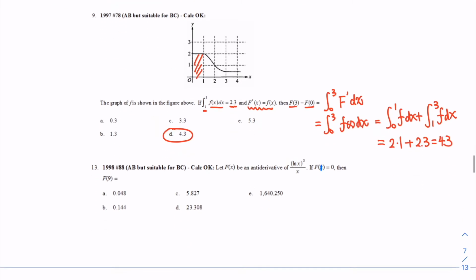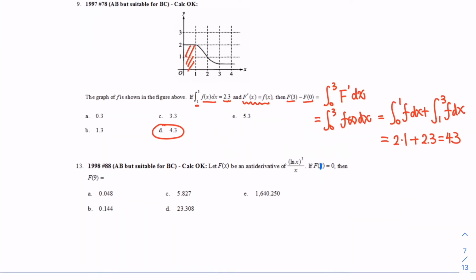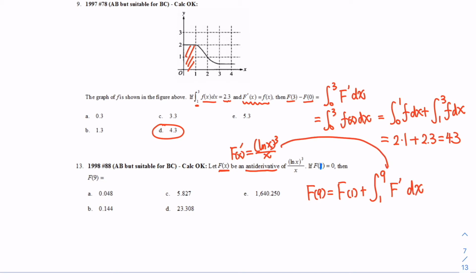So next, example 13. Let f(x) be an antiderivative of this. That means the derivative of f gives you this function. If f of 1 equals 0, then what is f of 9? So f of 9 equals f of 1 plus the integral from 1 to 9 of f prime dx. Now we just plug this in and use our graphing calculator.